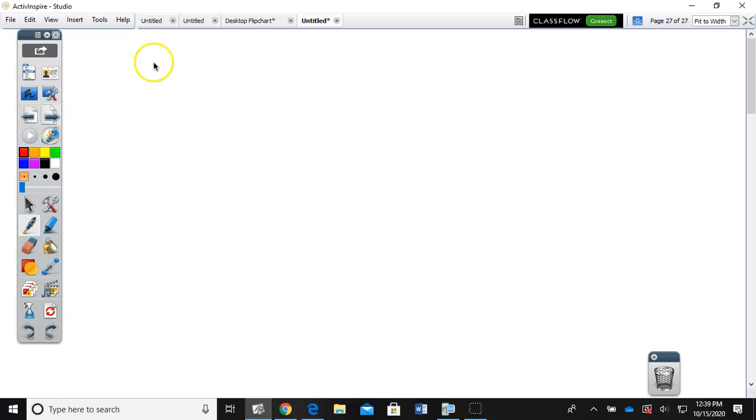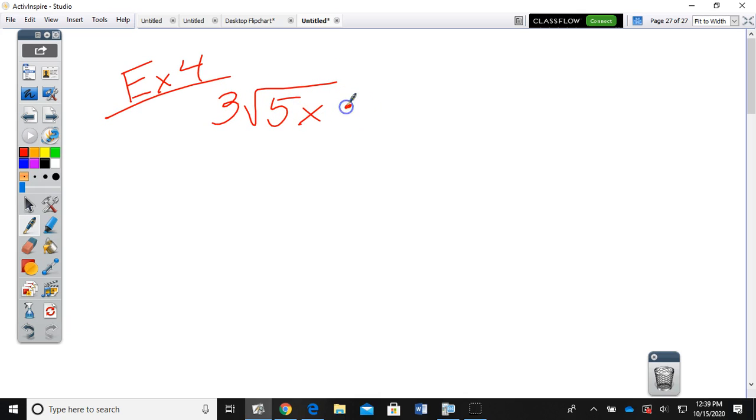One more. Example 4. 3 times the square root of 5x times 2 square root of 15x to the 3rd. Okay, it was easy. It still is easy. All you have to do, can you multiply 3 times 5 there? Yes.